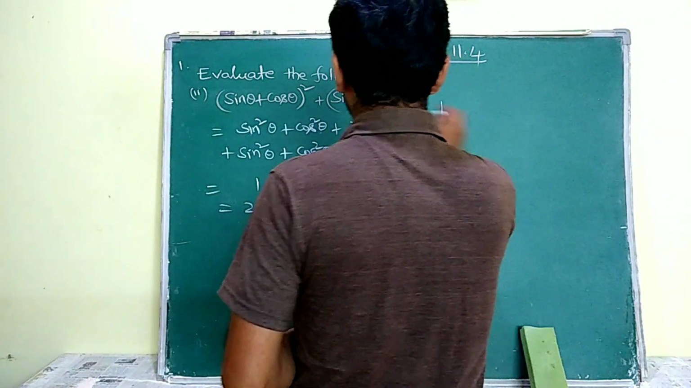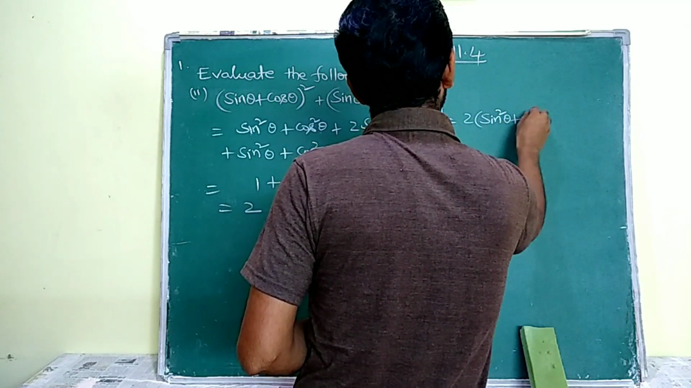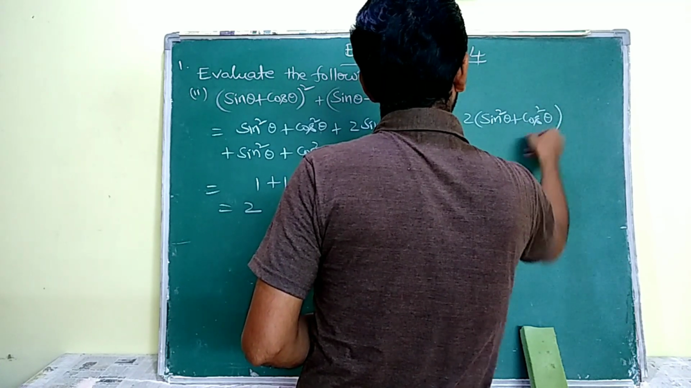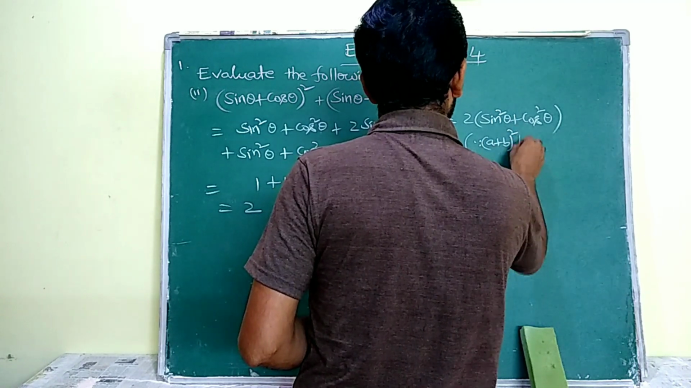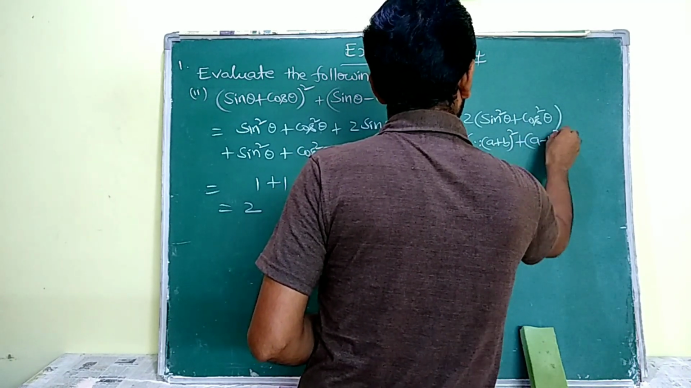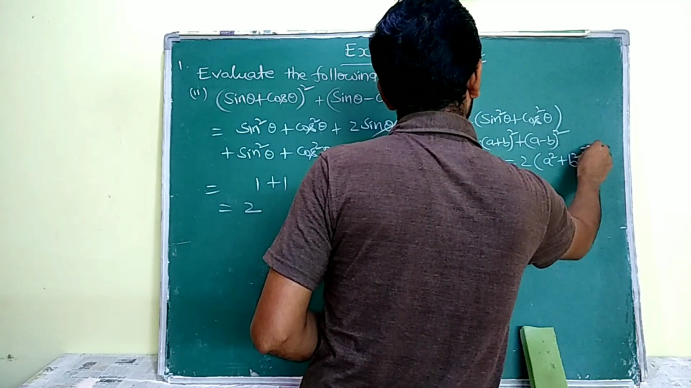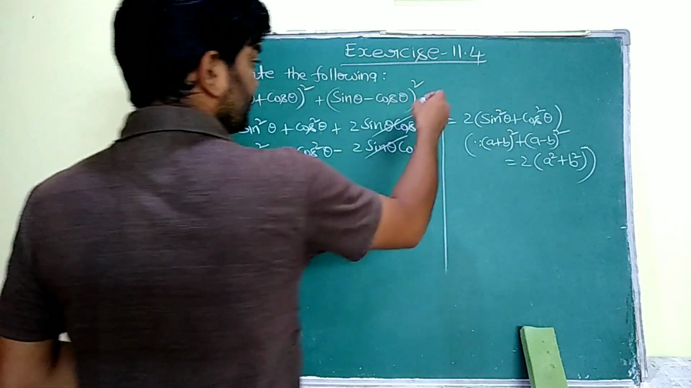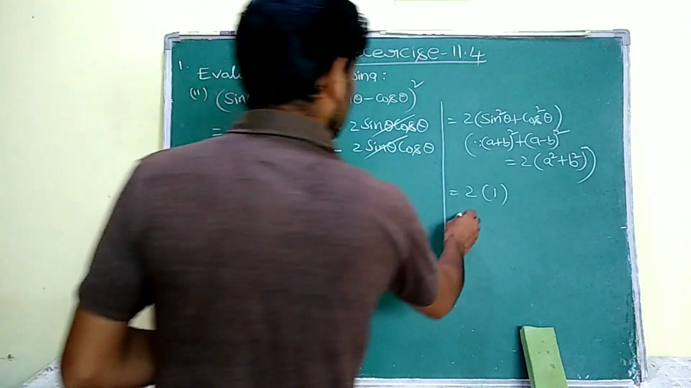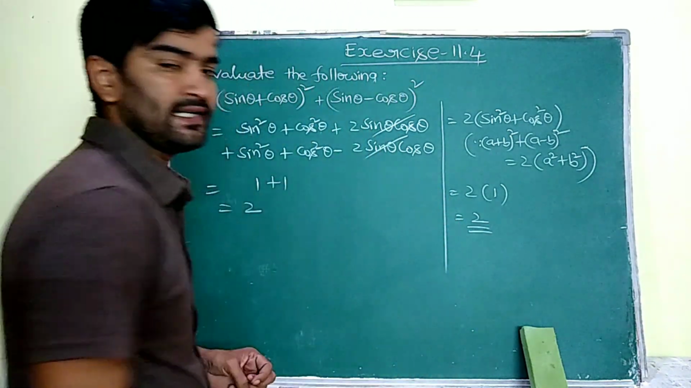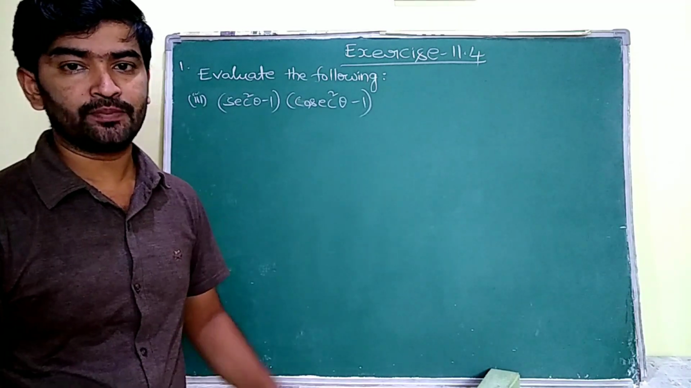Else directly you may write its value as 2 into (sin square theta plus cos square theta), since (a + b) whole square plus (a - b) whole square is equal to 2 into (a square plus b square). By using this formula, 2 into (sin square plus cos square theta), we know that is 1, so it is equal to 2. In either of these two methods you may follow. Now, the third problem.